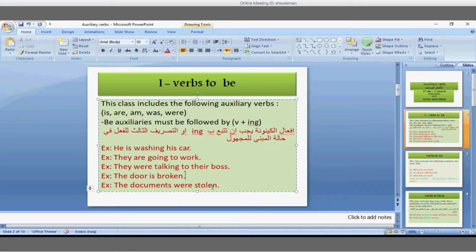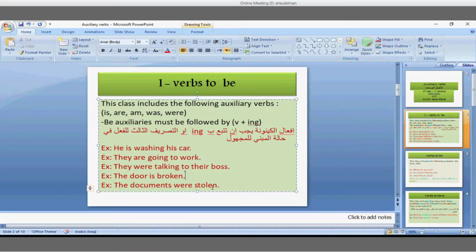So عندي ال verbs to be هما أنواع is, are, am, was, were. ال verbs to be هذه المجموعة إما تكون متبوعة ب ing بالحالة الاعتيادية بالمضارع المستمر أو بالماضي المستمر، أو تكون متبوعة بالتصريف الثالث للفعل في حال كانت الجملة مبني للمجهول.